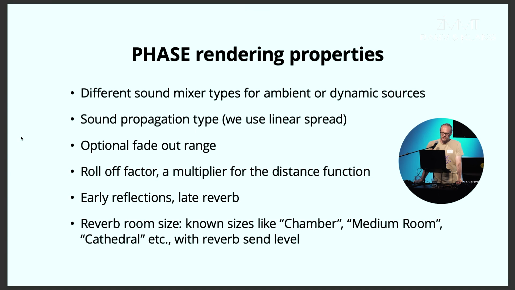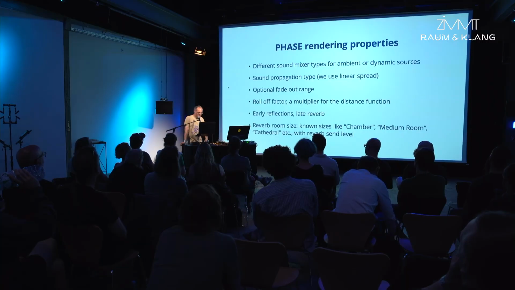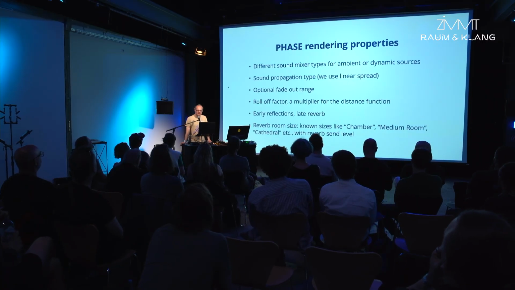You can use a sound propagation type. We use a very similar one, which is basically just taking the distance into account for the loudness. You can have an optional fade-out range, which means that you can set a scale in meters, and any sound that is further away will just fade out. Rolloff factor is a multiplier for that. You have early reflections, reverb, these known reverb room sizes that you might have seen in other reverbs, like chambers, medium room, etc., and of course the send level.